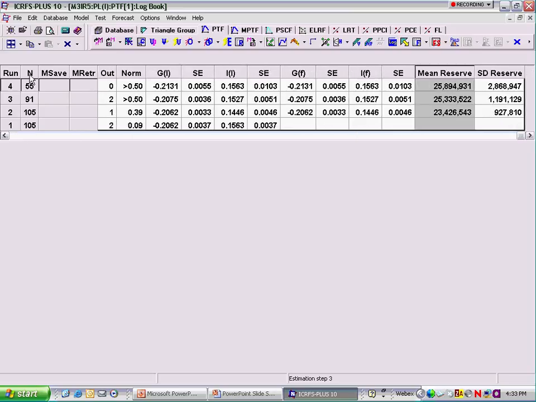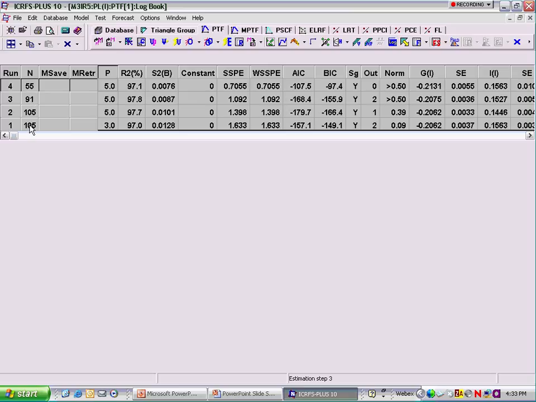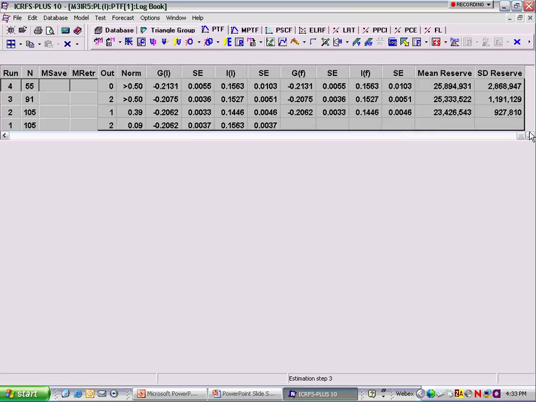If you look at the N here, we've gone from 105 to 55 observations here on the left. Let's go back to the right. The mean reserve has gone up slightly, the standard deviation much larger. But also our estimate of the trend has gone up from 14.46 to 15.63. That's why we're also getting a high answer.